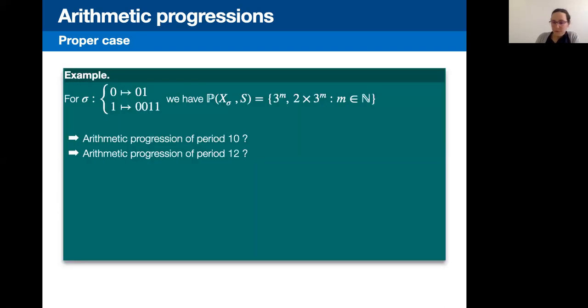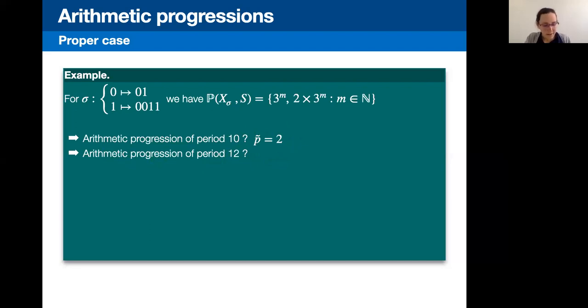Okay, so coming back to our example, we have computed the periodic spectrum of the dynamical system associated to this substitution. And now we want to answer these two questions. Do we have an arithmetic progression of period 10 in the fixed point of sigma, and with period 12? So we start with period 10. We see that 10 does not belong to the periodic spectrum, and the greatest divisor of 10 that belongs to the periodic spectrum is 2. So we have to check if we have an arithmetic progression of period 2 in the fixed point of sigma. And if we had this arithmetic progression of period 10, it would necessarily be a subsequence of an arithmetic progression with period 2.